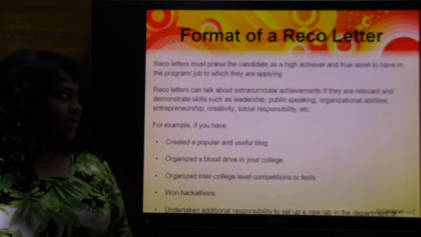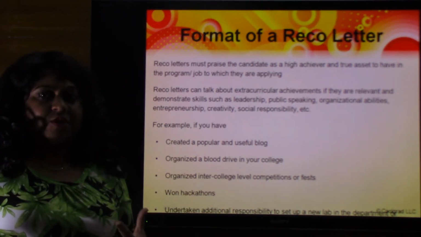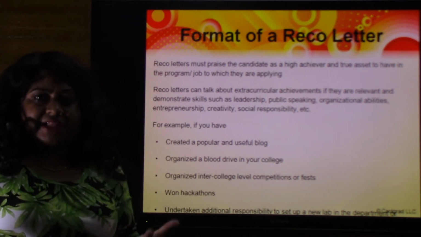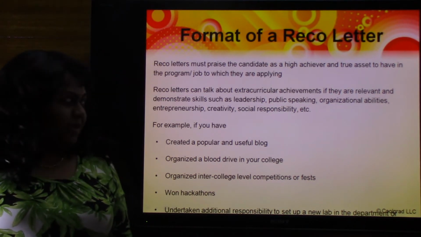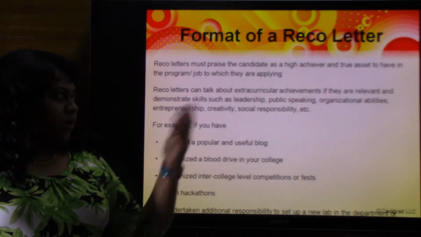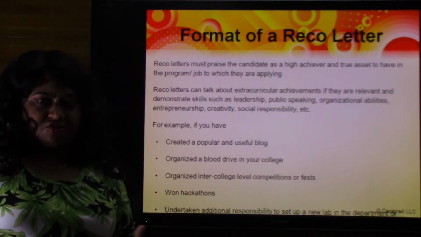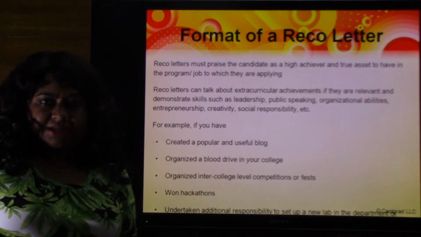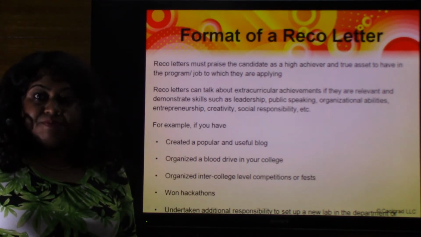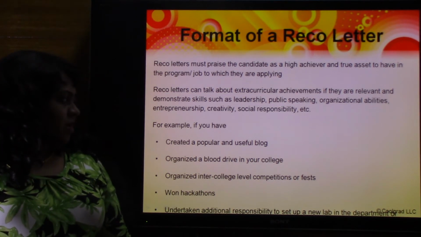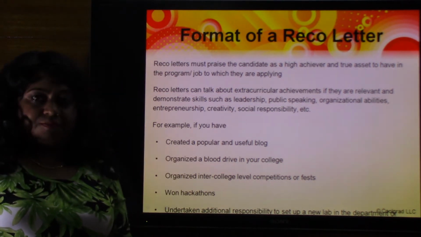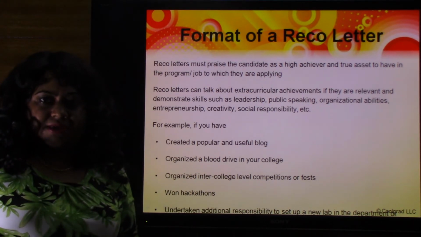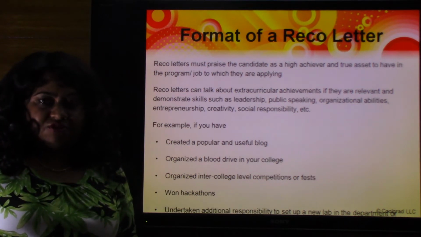So recommendation letters can talk about extracurricular activities as long as they're really relevant to the position you're applying for, and as long as they really add value to your acceptance at the university. So if you've won awards in public speaking, in entrepreneurship, in intercollegiate competitions, or by taking on some social responsibility, then it's definitely something that can be mentioned in the recommendation letter. For example, if you've created a very popular and useful blog that is read by thousands of people in the world, then that is something they can mention in the recommendation letter.